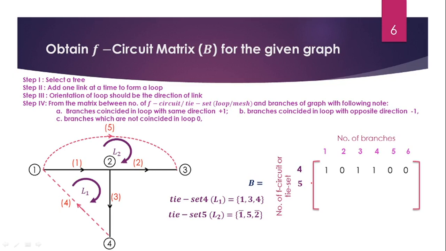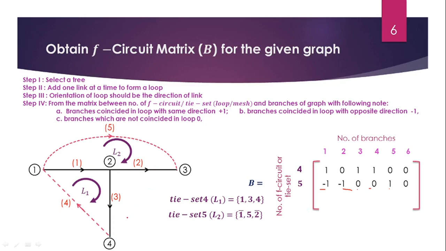So this is of your tie set 5. Branch 1, opposite direction, minus 1. Branch 2, opposite direction, minus 2. Branch 3 is not the part of loop 2, 0. Branch 4 is not the part of loop 2, 0. Branch 5, is it in the same direction as its link? So is it in the same direction? So we have to take it 1. Branch 6 is not the part of this loop.